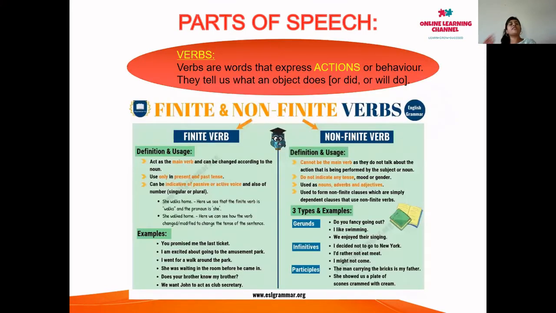Right, then we're going to look at verbs. Verbs are words that express actions or behavior. They tell us what an object does or did or will do. You've got the finite and you have the non-finite verbs.